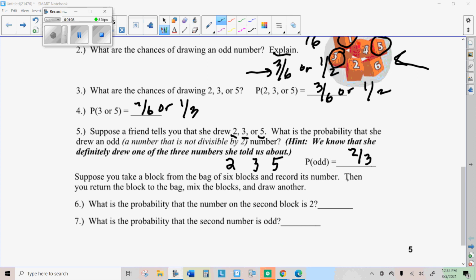I think it's 2 out of 3 because you know it's one of these 3, and out of those there's 2 odds, the 3 and the 5.